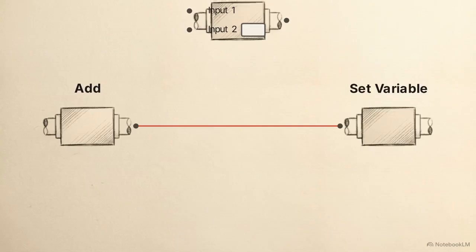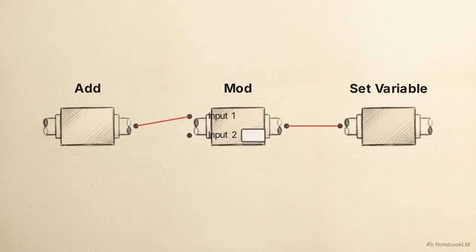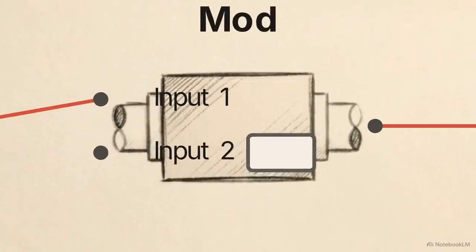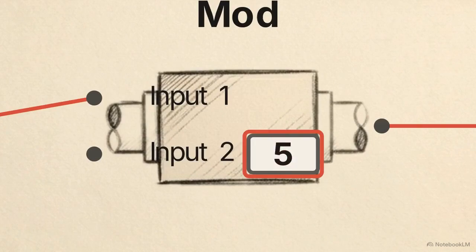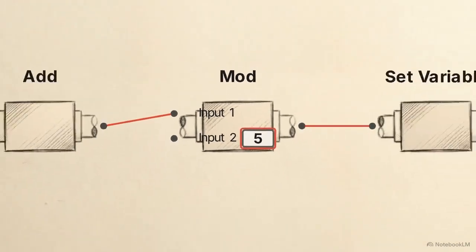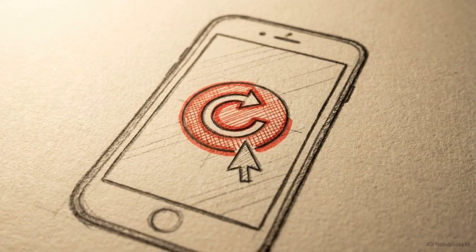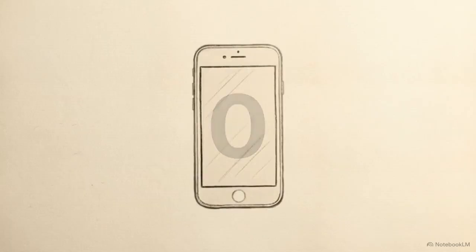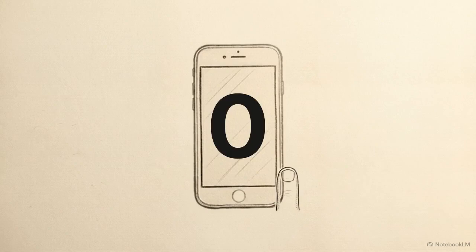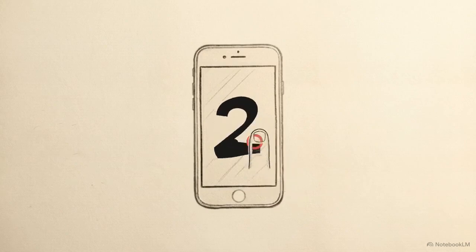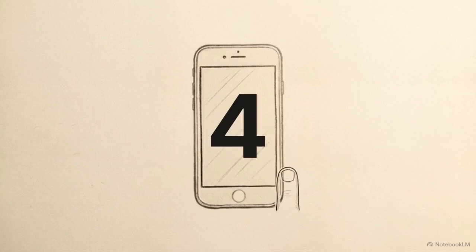Take the mod node and place it exactly between your add and set variable nodes. Then type 5 into input 2. We use 5 because that's the total number of images we want. Test the preview window one more time. Now your taps will count 0, 1, 2, 3, 4, and perfectly loop right back to 0.